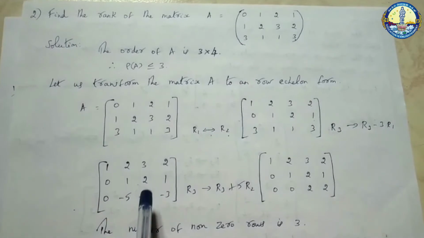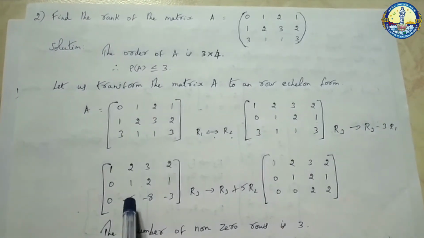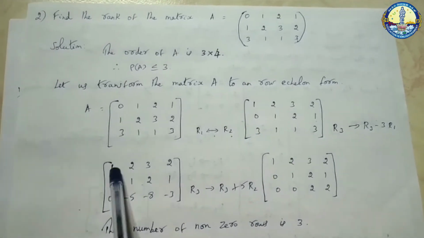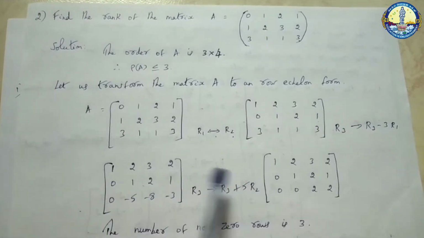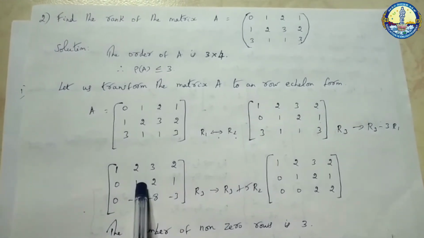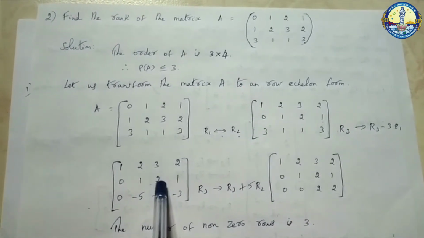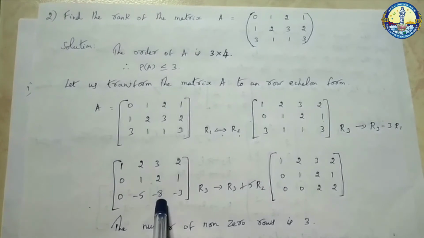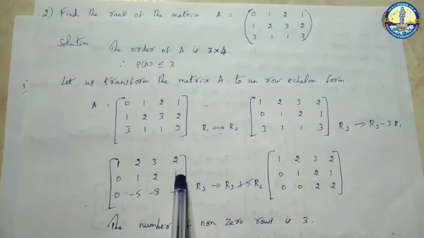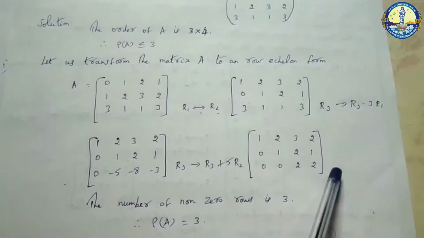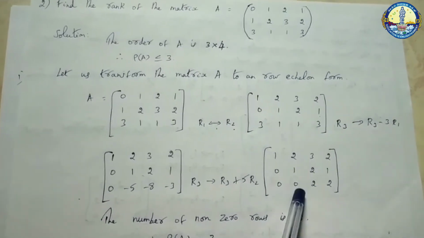So doing the operation, simply multiply row 2 by 5 and add to R3. Write row 1 as it is, row 2 as it is. So 0 plus 0 is 0, minus 5 plus 5 into 1 is 0, minus 8 plus 2 into 5, 2 fives are 10, so minus 8 plus 10 is plus 2, and minus 3 plus 5 is plus 2. So this is a row echelon form. After this we are not able to make any more zeros, so this is the row echelon form.